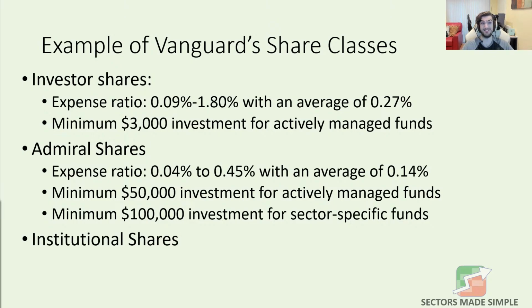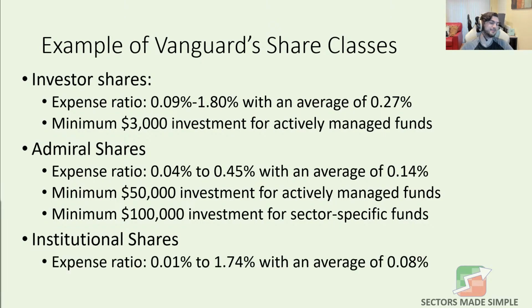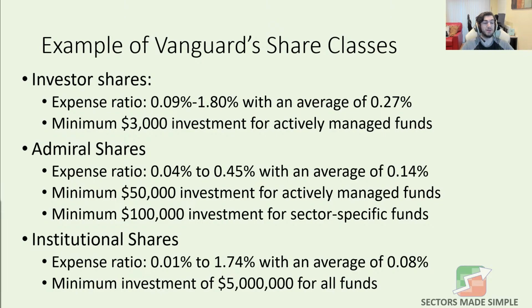Institutional shares, and this is where things get insane. 0.01% to 1.74%, with an average of 0.08%. Almost a quarter of the investor shares, half of the Admiral shares, and what does it cost you? $5 million minimum investment. So if you got $5 million burning a hole in your pocket, you can get into a Vanguard mutual fund and have an average expense rate of 0.08%. All you need is $5 million.